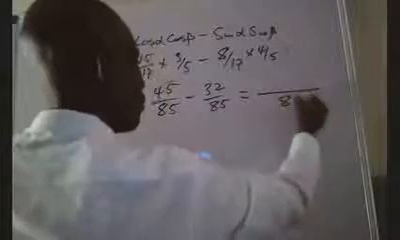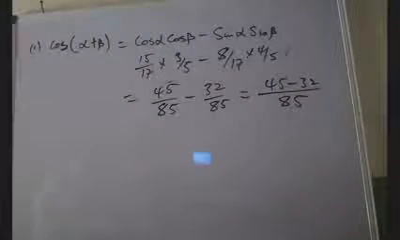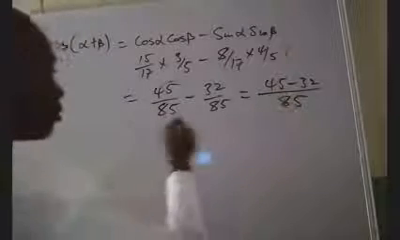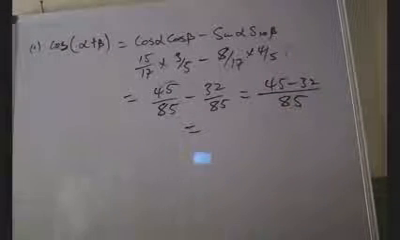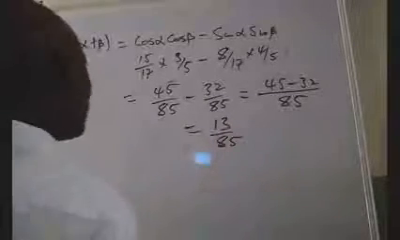So what do we have? Here is 85. Here is 45 minus 32. If you find the LCM, that is 85. So this will give you 13 over 85.